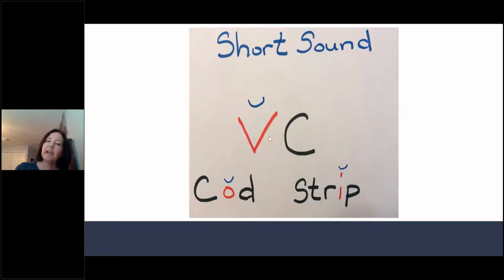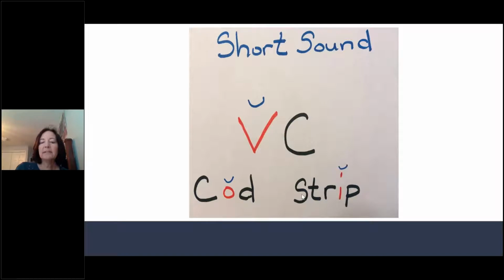So when we have a vowel followed directly by a consonant, the vowel typically is going to make its short sound. An example would be right here. This word, this is the letter C, so it says K. My vowel is right here, and it's followed by a consonant, and so it's going to say its short sound. So it's going to say ah, and the D says D, so it's K, ad, cod, like the fish.